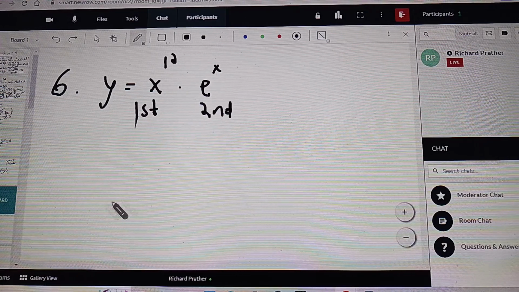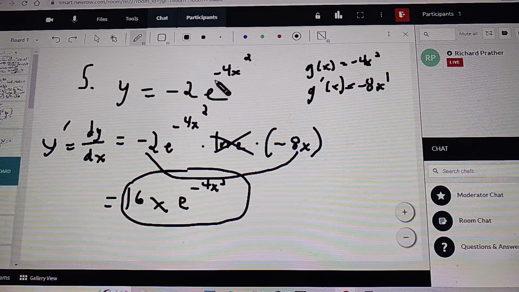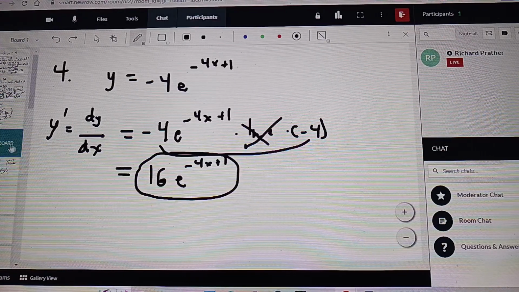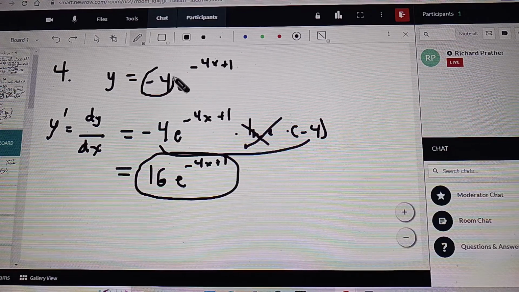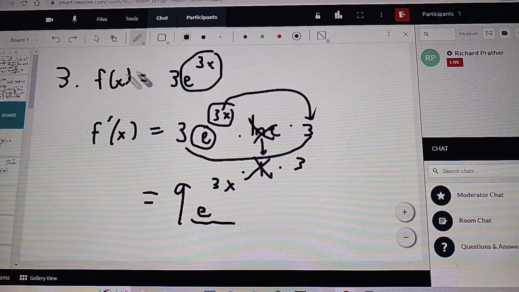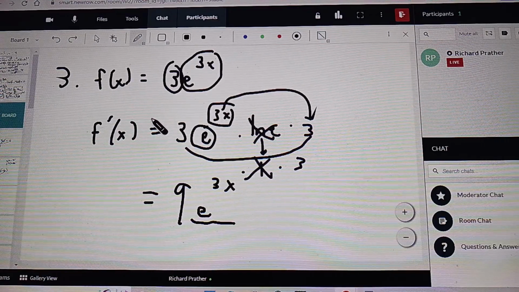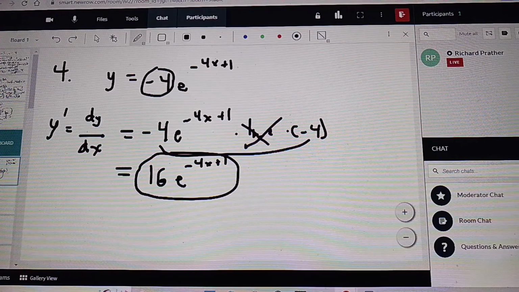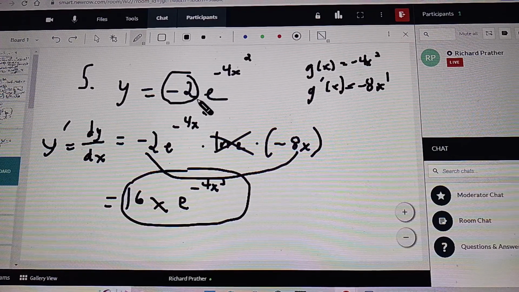I don't just have a constant like these previous problems. This is not a function of x. This is a constant. This is not a function of x. That's not a function of x. You've got to have an x attached to those. This could have been 3x times e to the 3x. This could have been negative 4x. This one could have been negative 2x. And then it'll be done like this problem if they were.